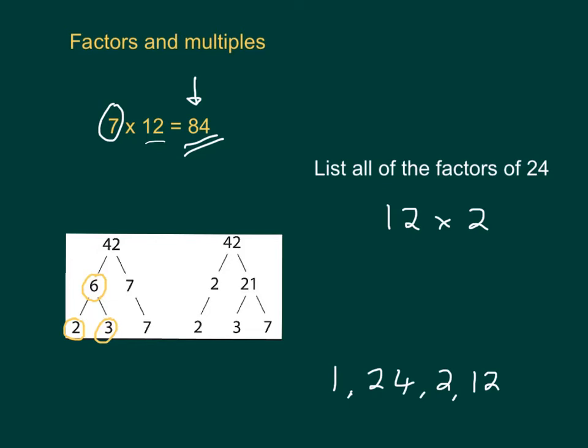I'm going to start by using 12 times 2, and I also know 1 and 24 must be factors, so I've written those 4 factors down. 3 and 4 go into 12, so they must be factors of 24. Now, 3 times what is 24? 8. 4 times what is 24? 6. So they must be factors as well. There, 8 factors of 24.